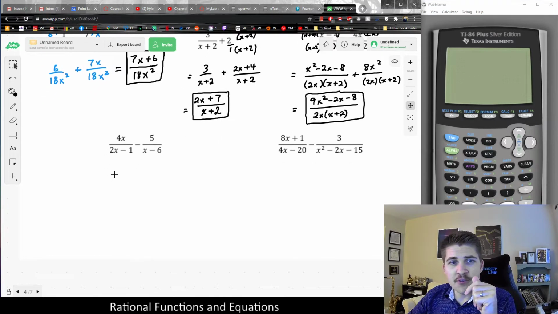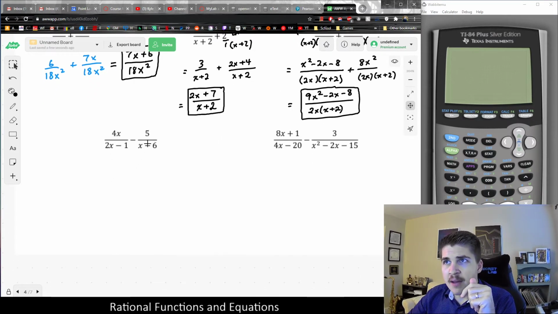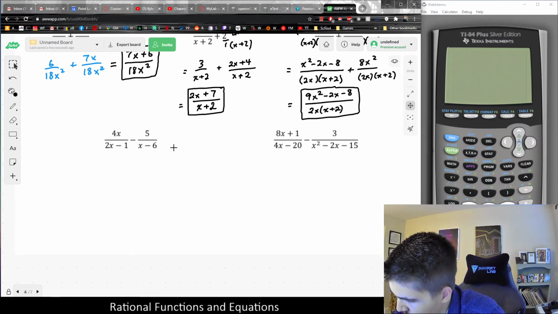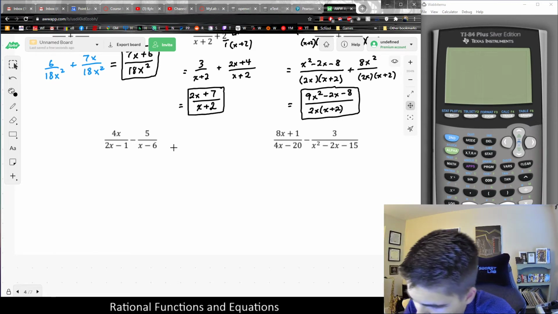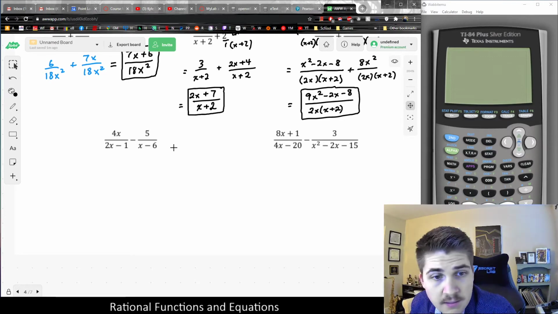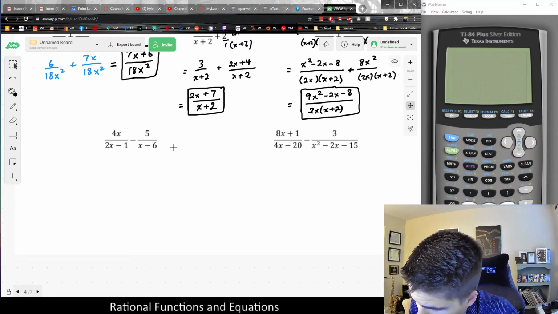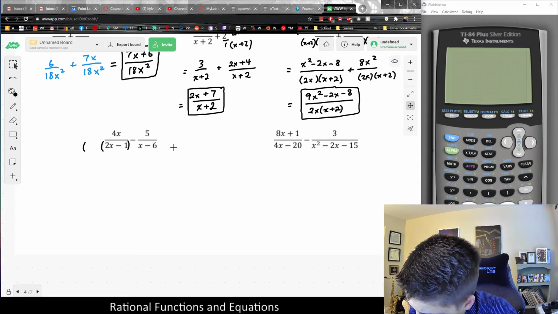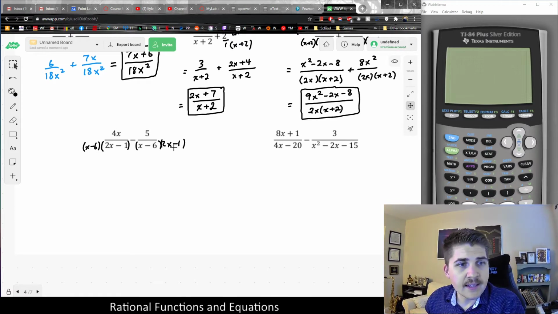So looking at the first example from the packet, the denominators have nothing in common. There's no factorization. So in those cases, it's always a little bit easier because I can always just multiply them directly together. The LCD will just be their product. So here, I need to zoom in on my tablets so I can write a little bit better. But here I can multiply the first one by the x minus 6 and the second one by the 2x minus 1, which would leave me with the LCD.